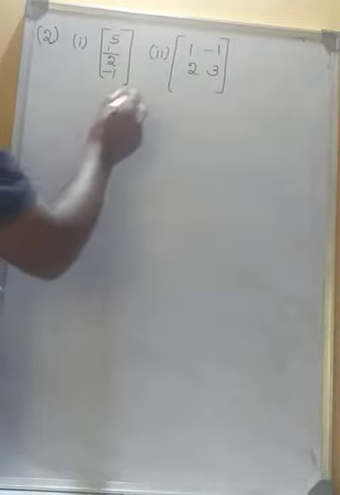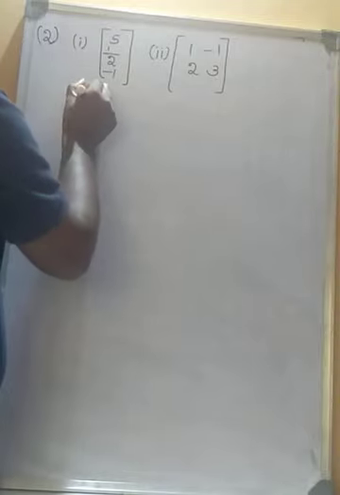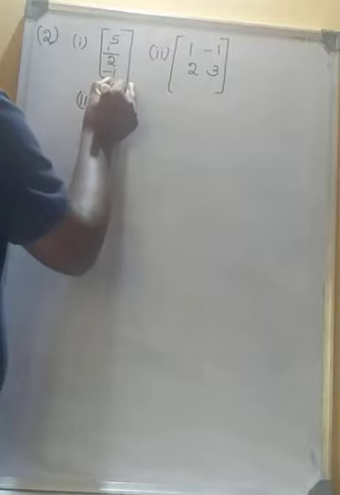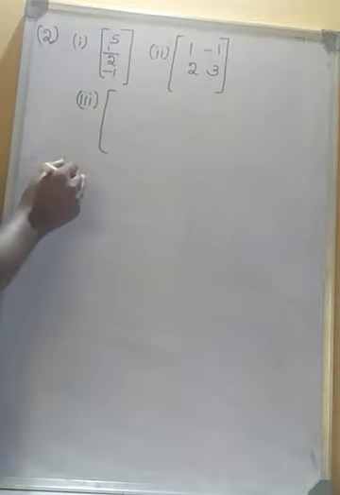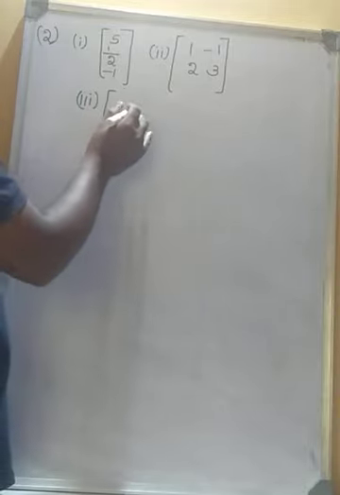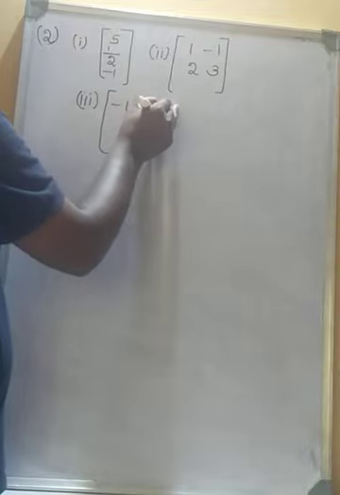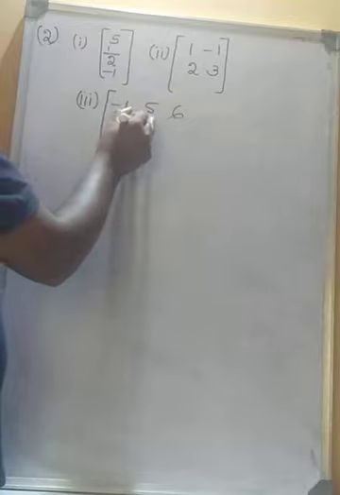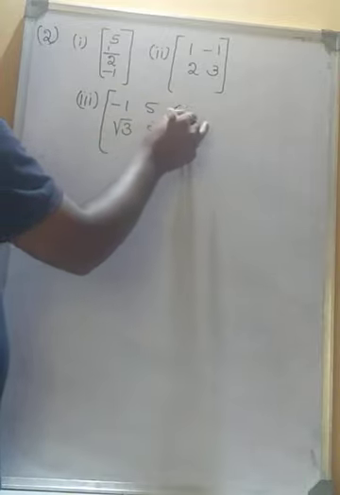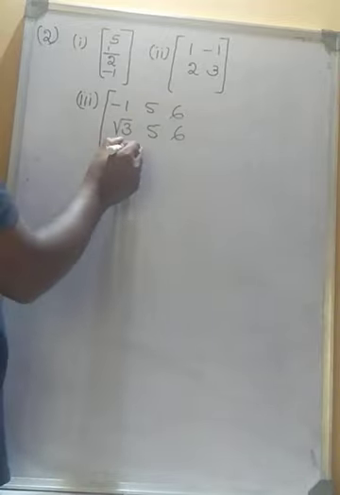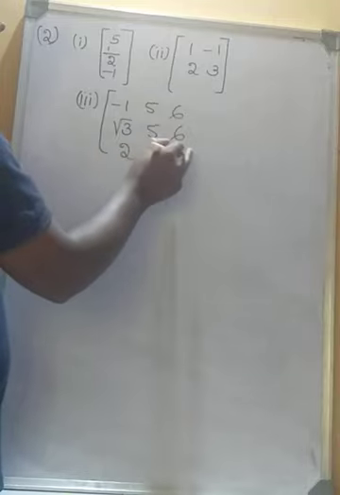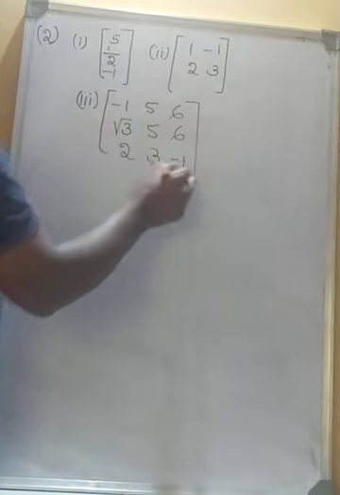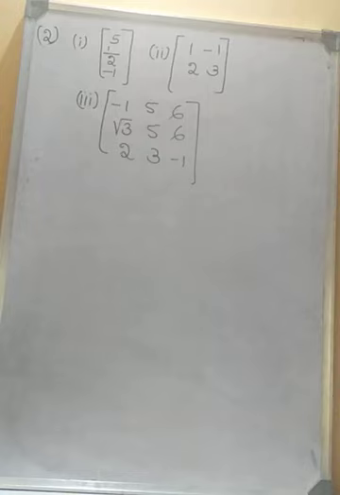The third one, matrix: first row -1, 5, 6. Second row elements root 3, 5, 6. Third row elements 2, 3, -1. So write the transpose of the matrices.